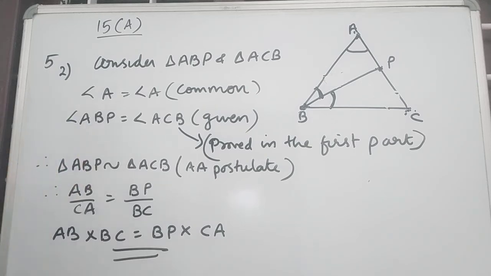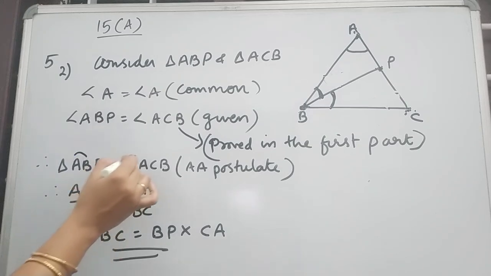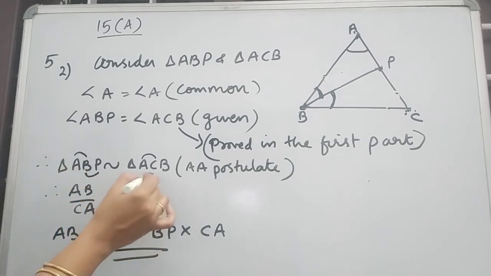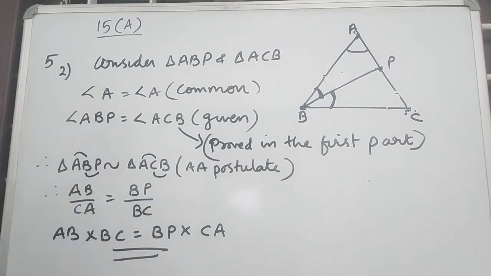Since these two triangles are similar, we can write AB divided by AC, or CA anyway, is equal to BP divided by BC or CB. AB divided by CA is equal to BP divided by BC. So cross multiply: AB into BC is equal to BP into CA. Okay, thank you.